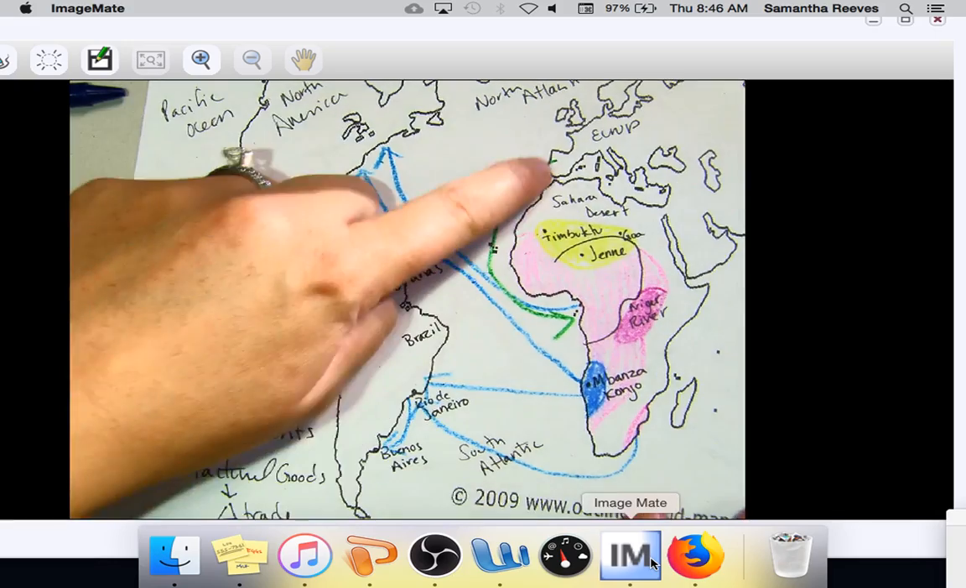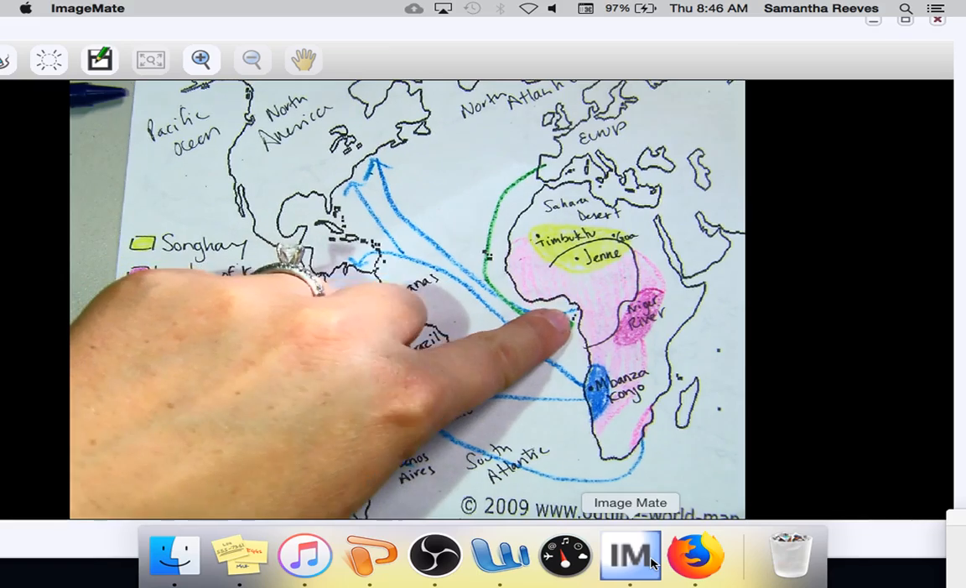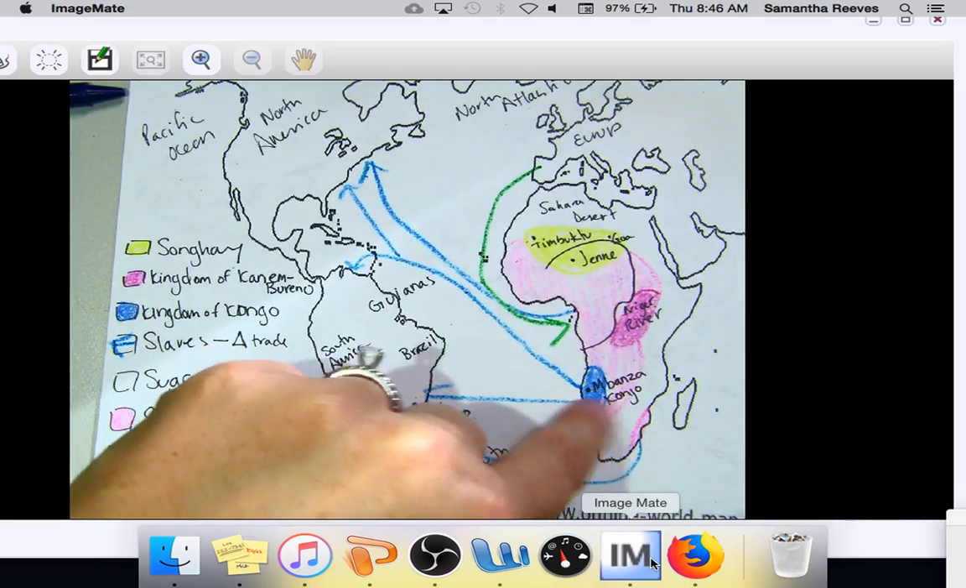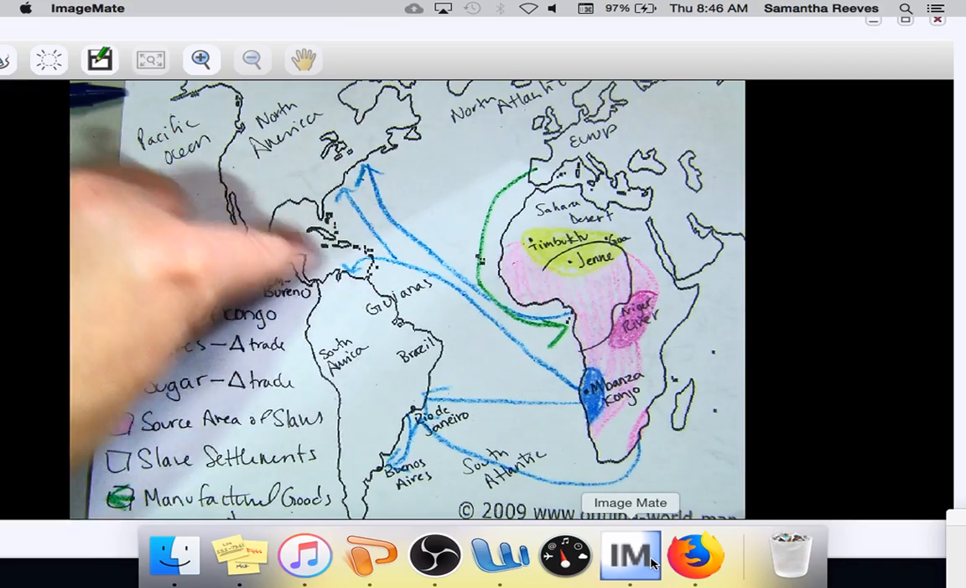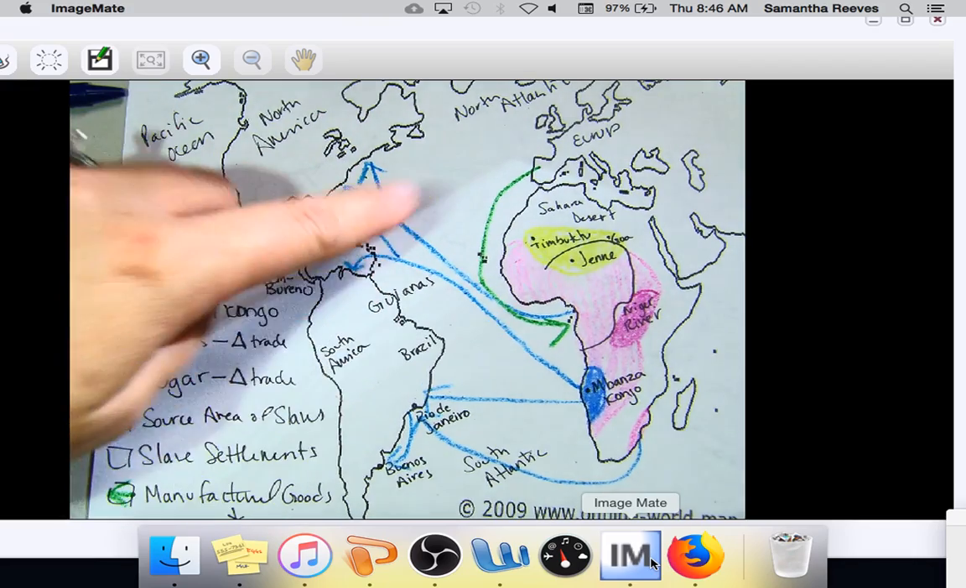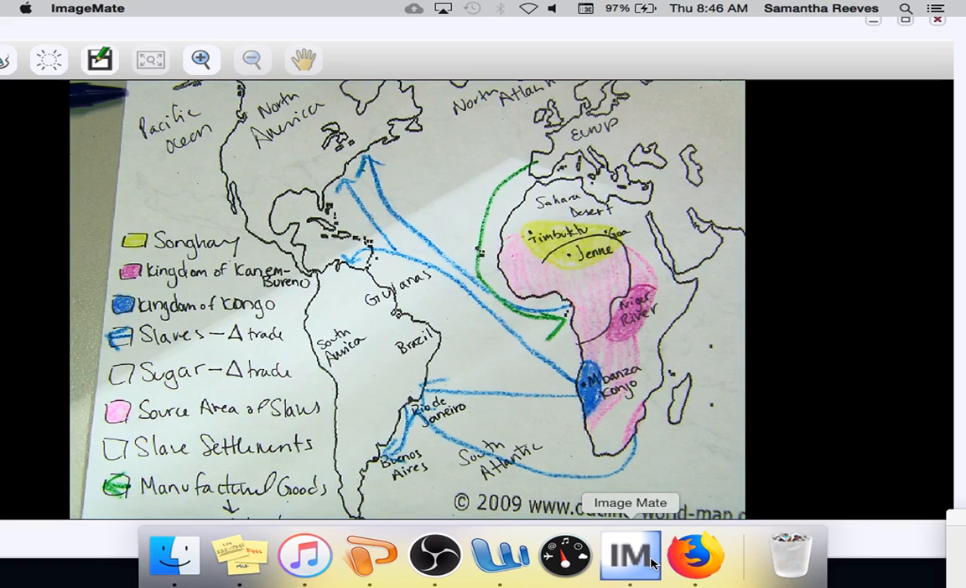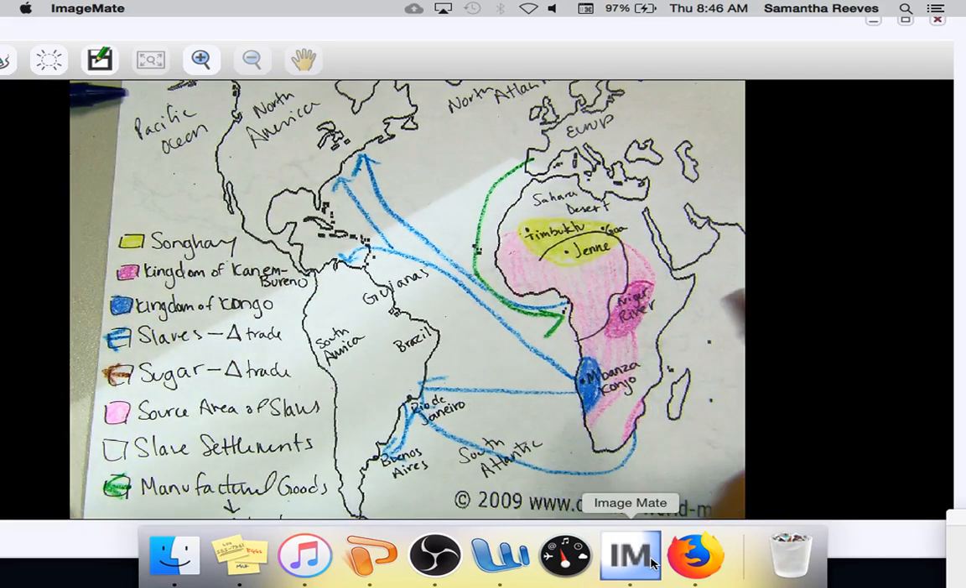So manufactured goods are going to leave Europe. Those manufactured goods are going to be sold to Africans in exchange for slaves. Then those slaves are going to be brought to the New World and spread throughout the New World. To purchase the slaves, Americans are going to sell raw materials like tobacco, cotton, and sugar, which is going to be one of the largest ones. Most of your sugar is converted into molasses because you can carry more molasses than sugar. This is going to be used to make the most popular beverage in the world.